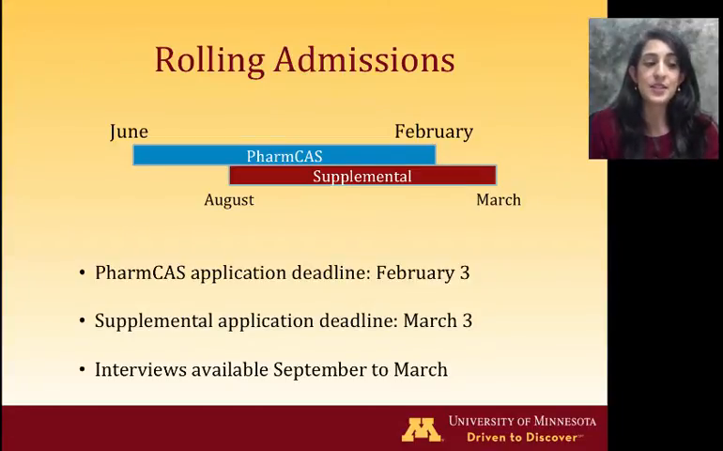We accept applications on a rolling admissions basis. This means that your application will be reviewed as soon as you submit a complete PharmCAS and supplemental application. Although we accept and review applications on a continual basis, submit it early to receive priority in selection as interview spaces and seats in the class become limited closer to the PharmCAS deadline of February 3rd, 2014, and supplemental application deadline of March 3rd, 2014. After your application is reviewed, you may be selected to interview. Interviews are available from September through March.